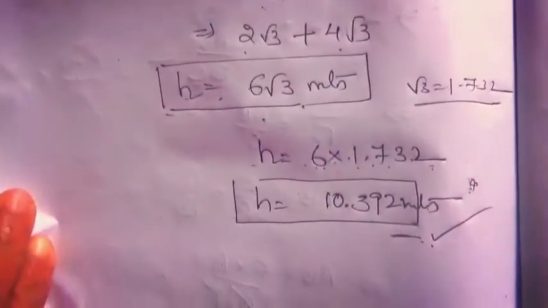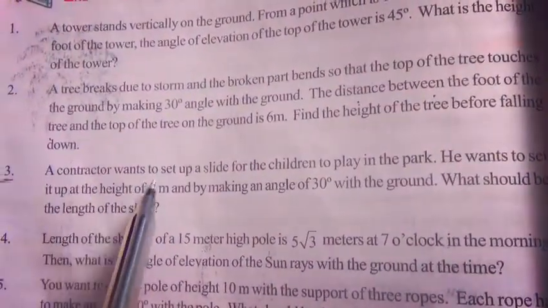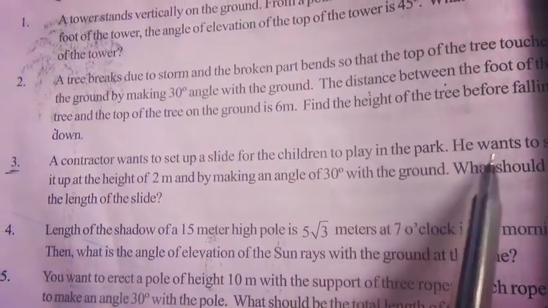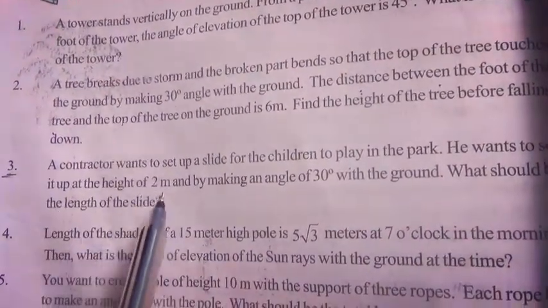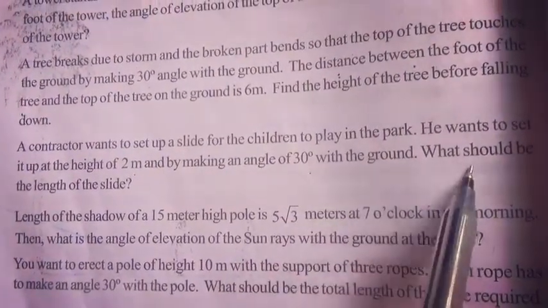Okay. So next, the third sum. A contractor wants to set up a slide for the children to play in the park. He wants to set it up at a height of 2 meters, making an angle of 30 degrees with the ground. What should be the length of the slide? So look here. A contractor sets up a slide which is at a height of 2 meters.